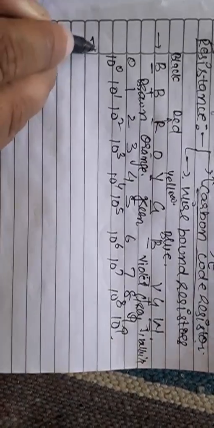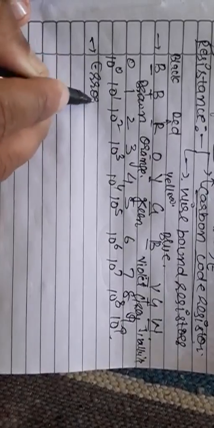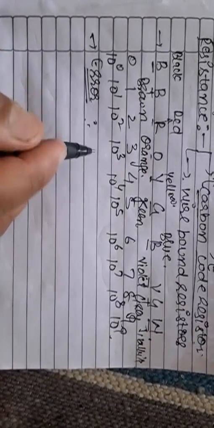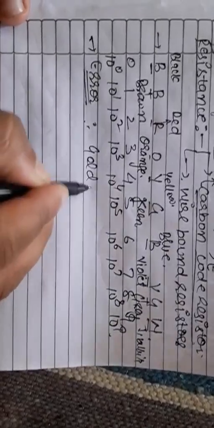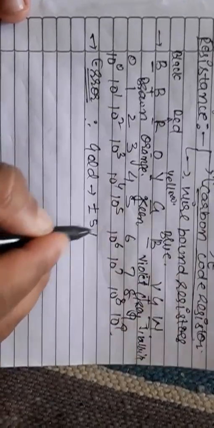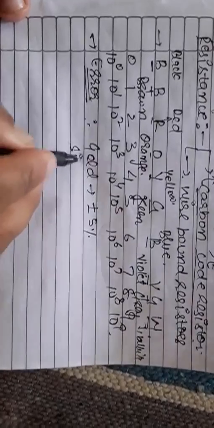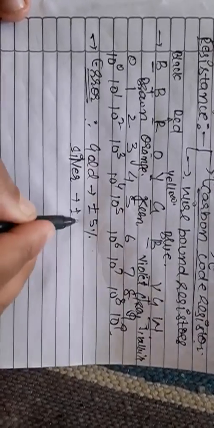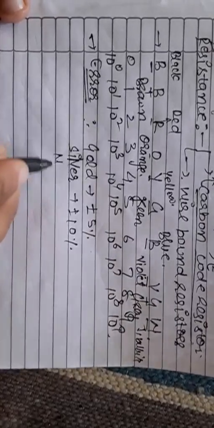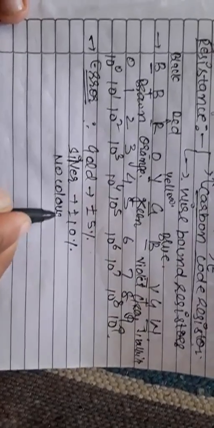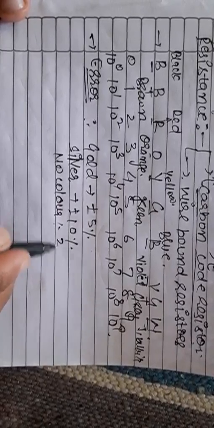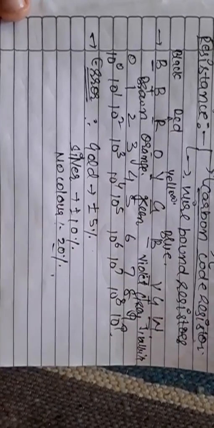And the last thing you have to remember is the error, which is called tolerance. If your last ring is gold, then your error is plus minus 5%. If it is silver, then your error is plus minus 10%. If there is no color, then your error will be 20%.